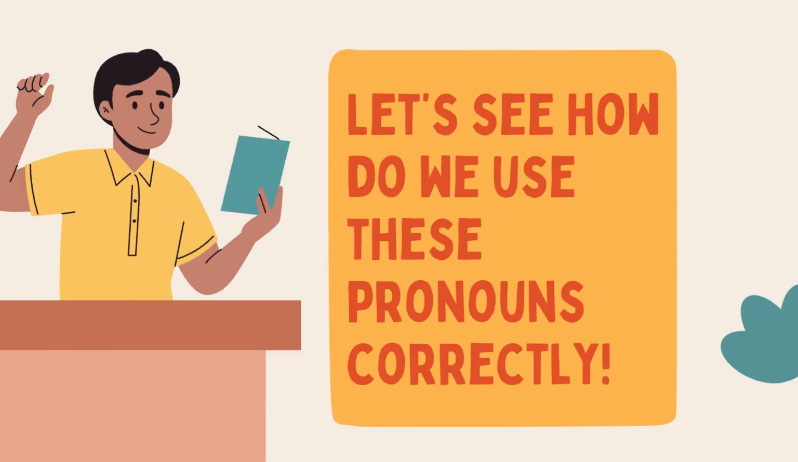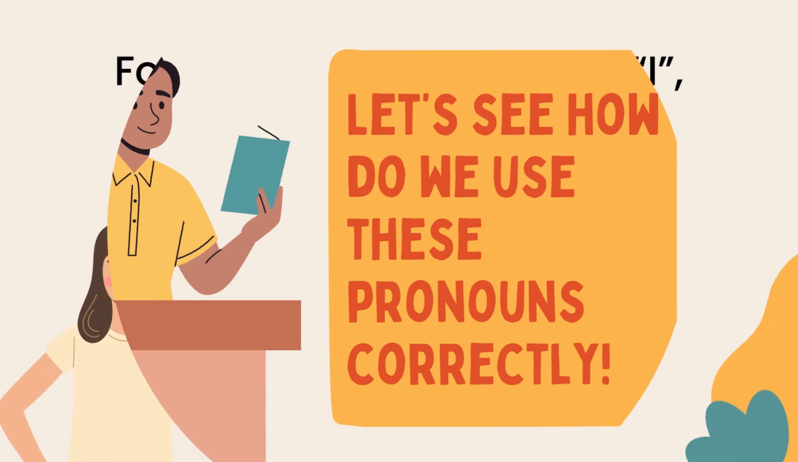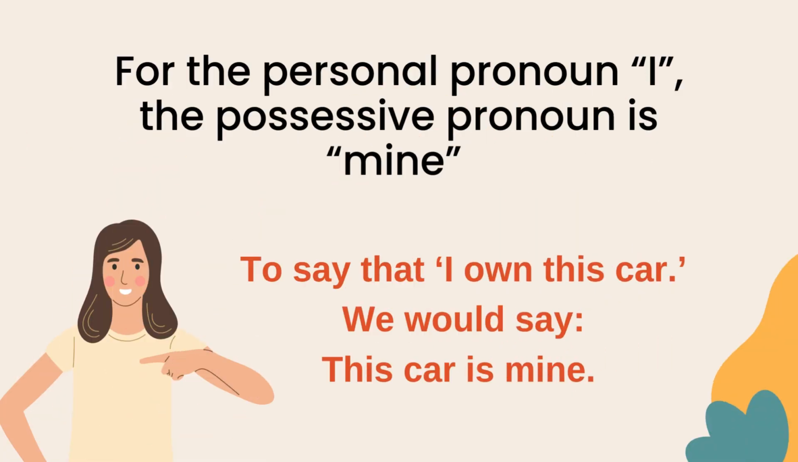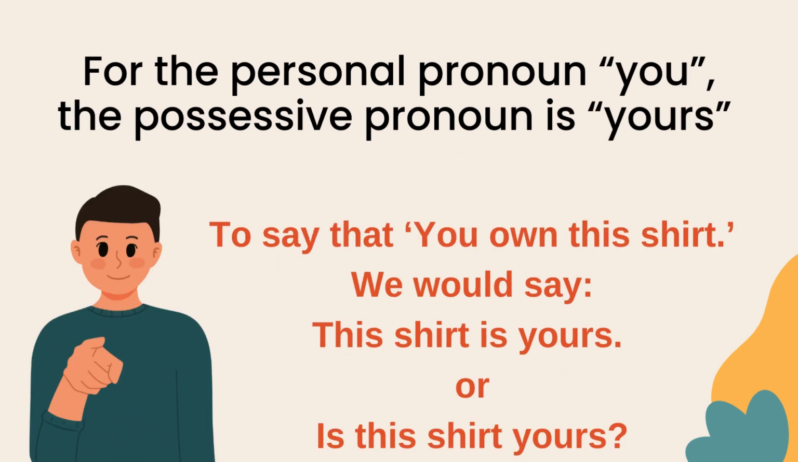Let's see how we use these pronouns correctly. For the personal pronoun I, the possessive pronoun is mine. So to say that I own this car, we would say this car is mine. For the personal pronoun you, the possessive pronoun is yours. Like if you want to say that you own this shirt, you would say this shirt is yours. Or in the question form, is this shirt yours?